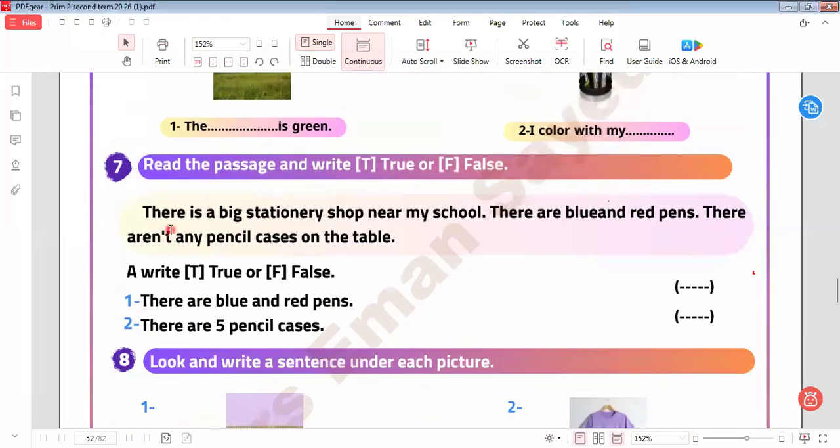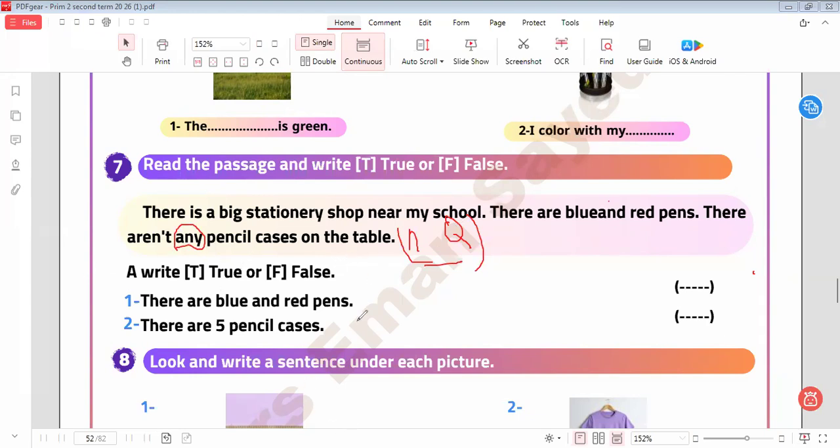Here we say, there is a stationery shop near my school. There are blue and red pens. There aren't any pencils. I would like to say that we have a rule of "any", and we know that any is used with what? With negative and question form.